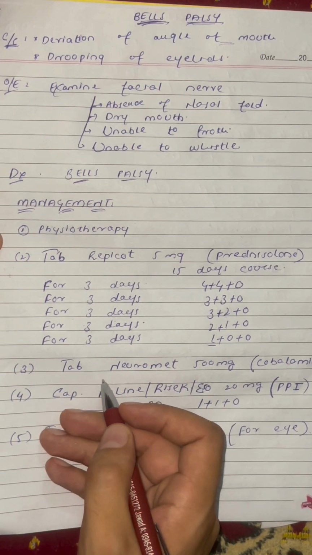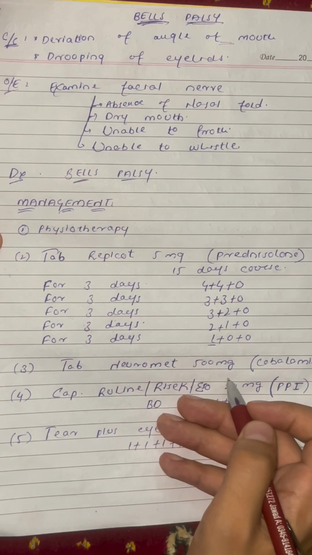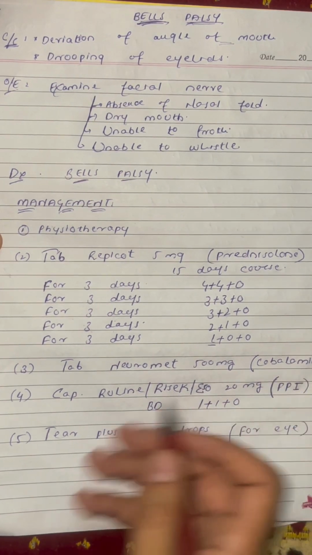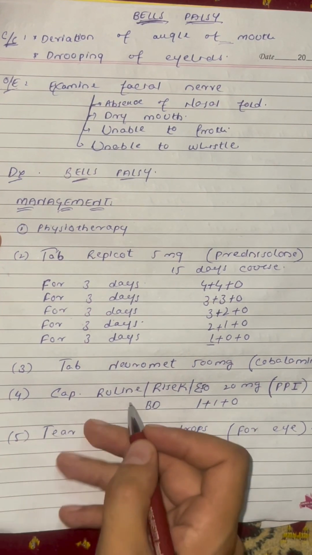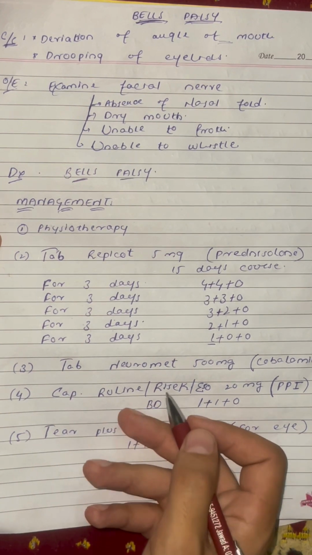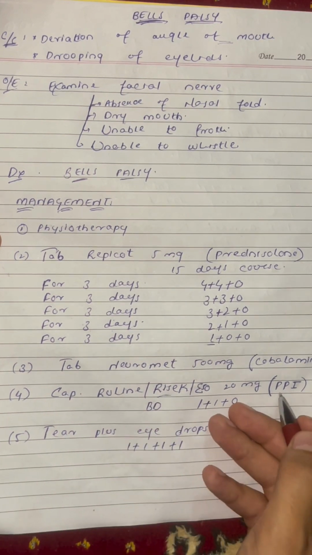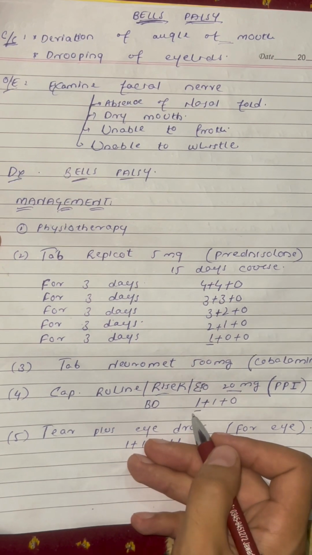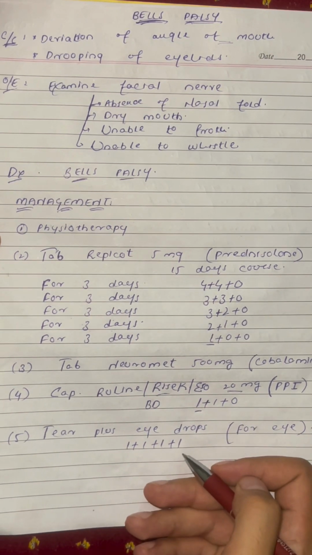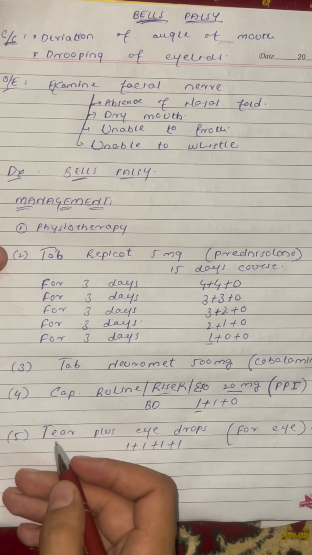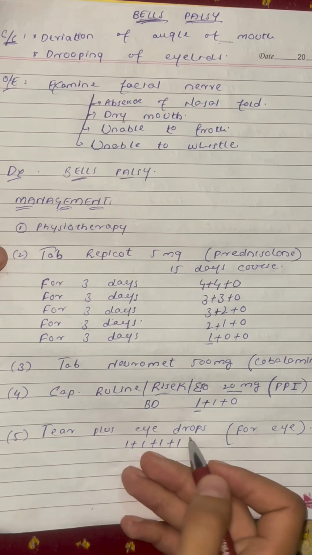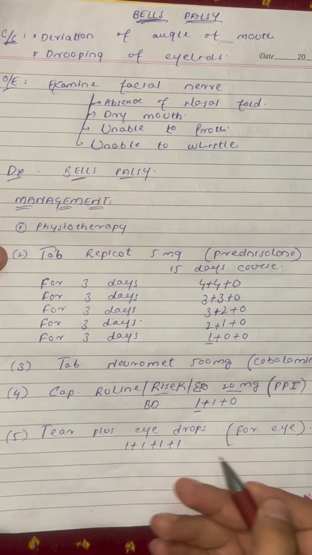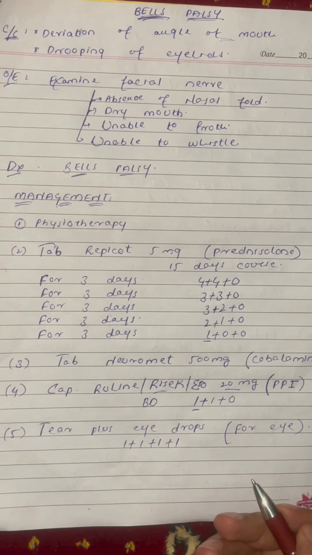Then I will write tab Neuromet 500 milligram, which is basically cobalamin. I will write cap Rolin Rizek SO, that is omeprazole, which is basically a PPI, 20 milligram 2 times, that is 1 in the morning and 1 in the afternoon, right? I will also write Tear Plus eye drops 4 times a day, that is for the eye.